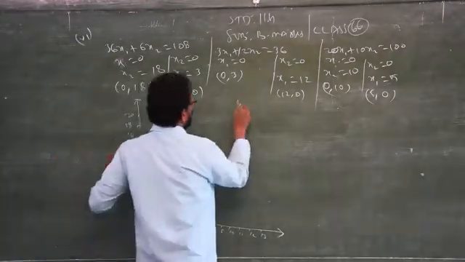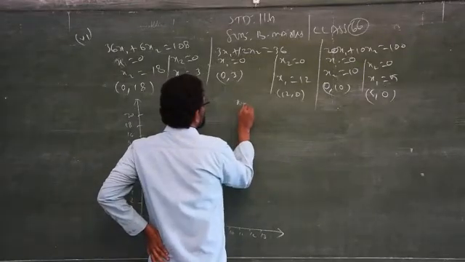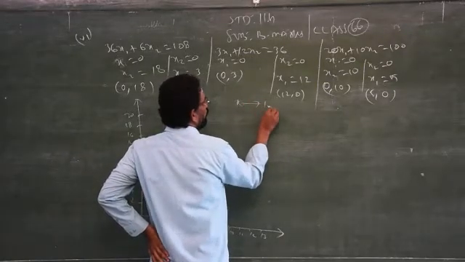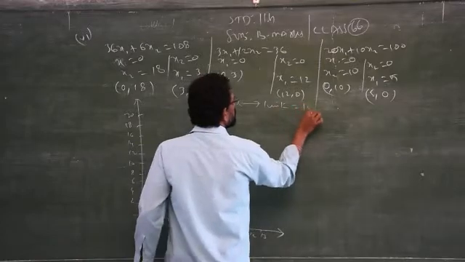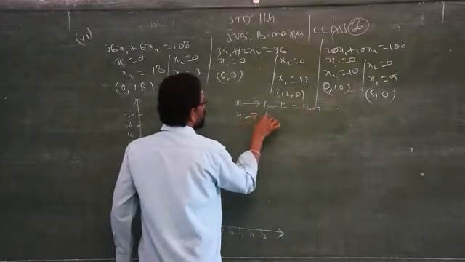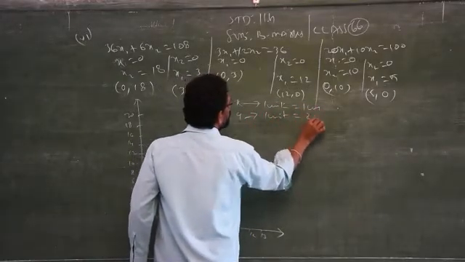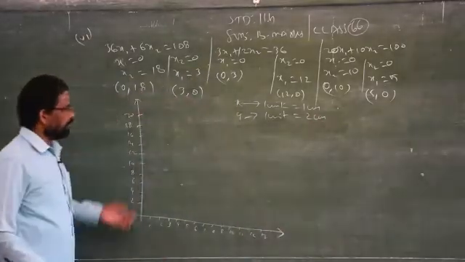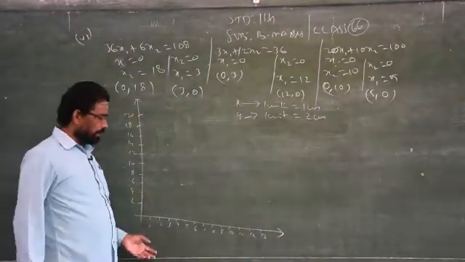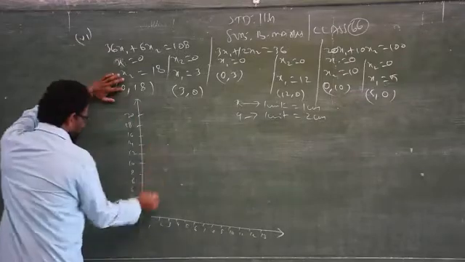Clear? So what is the scale reading? On the x-axis, 1 unit is equal to 1 centimeter. On the y-axis, 1 unit is equal to 2 centimeters. So you have to write down the scale reading. That is very important.